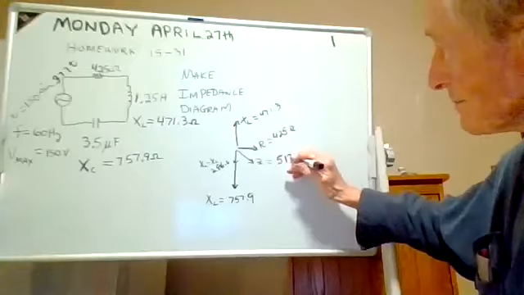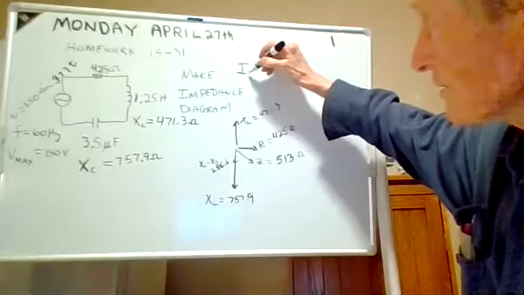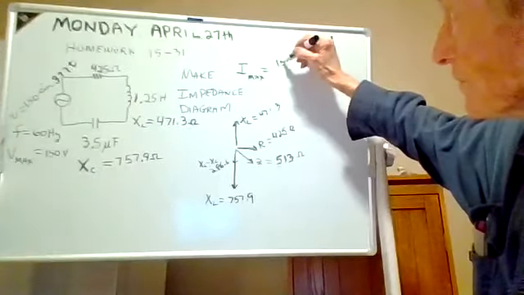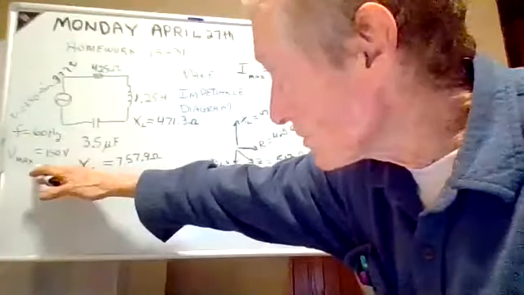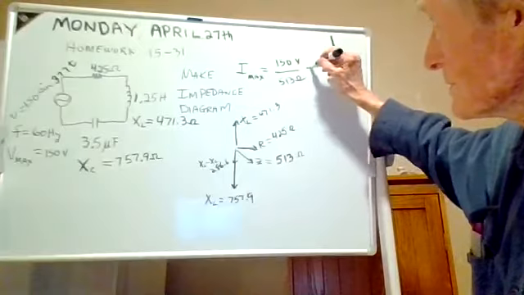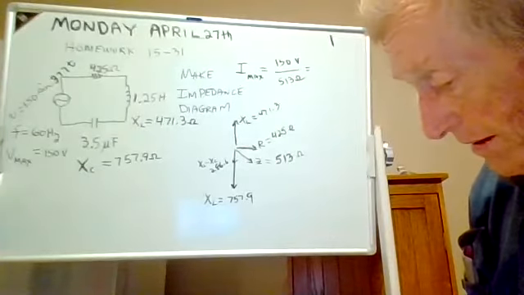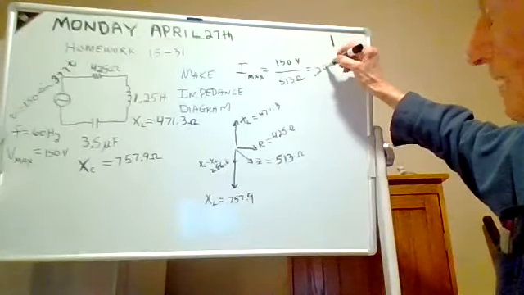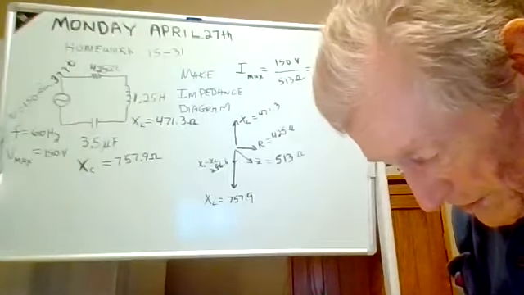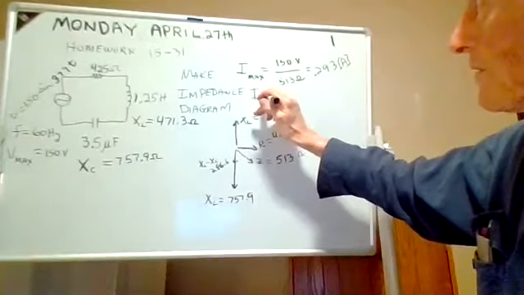And now we can get the current. Okay, here we go. This is going to be the maximum current. The maximum current is going to be the maximum voltage, 150 volts, divided by 513 ohms. All right, here goes. Did you get 0.293 amperes? 0.293 amperes.